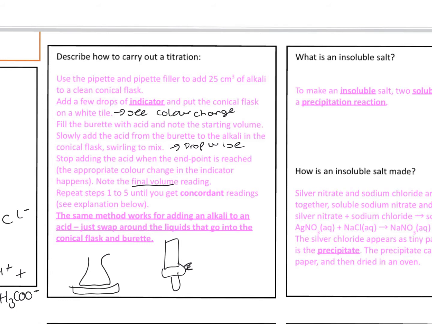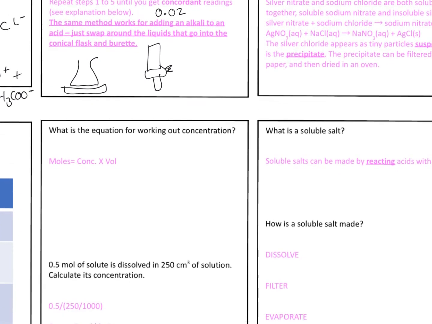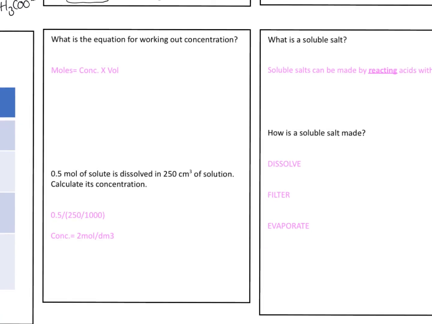Okay, repeat steps 1 to 5 until you get concordant results. You want them to be within 0.2 of each other. You can swap the liquids around and do acid and alkali the other way around. You're often then asked to work out concentration, which would be moles times by conc, and then there's just an example. Big thing is we need to convert cm³ to dm³, so we divide by 1,000.